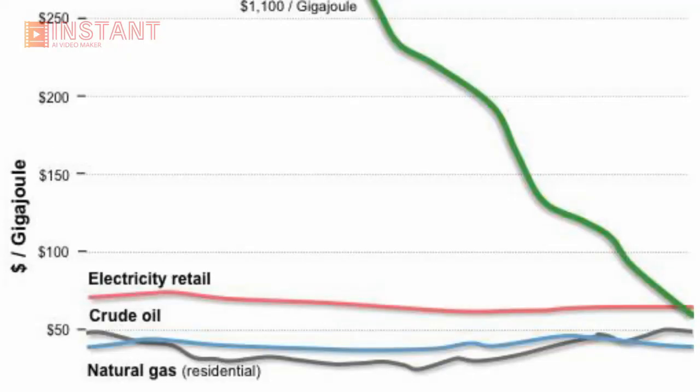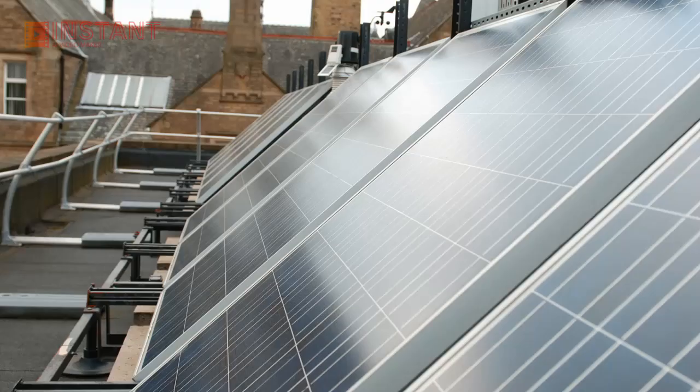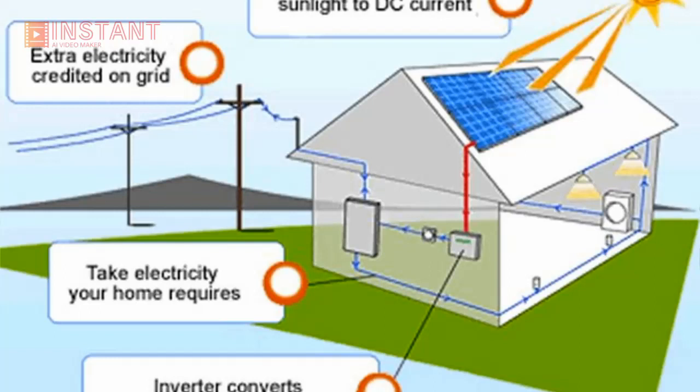And there you have it, the top 10 losses in a solar energy system. By understanding and mitigating these losses, you can optimize the performance and output of your solar panels. Remember to regularly monitor, maintain, and optimize your system for maximum efficiency.